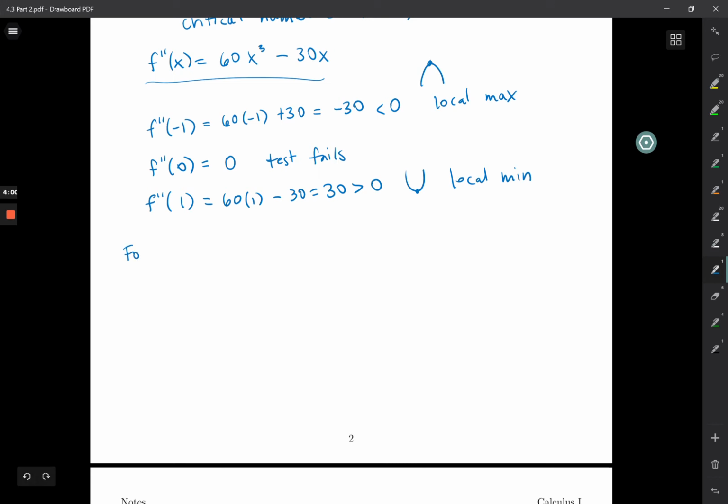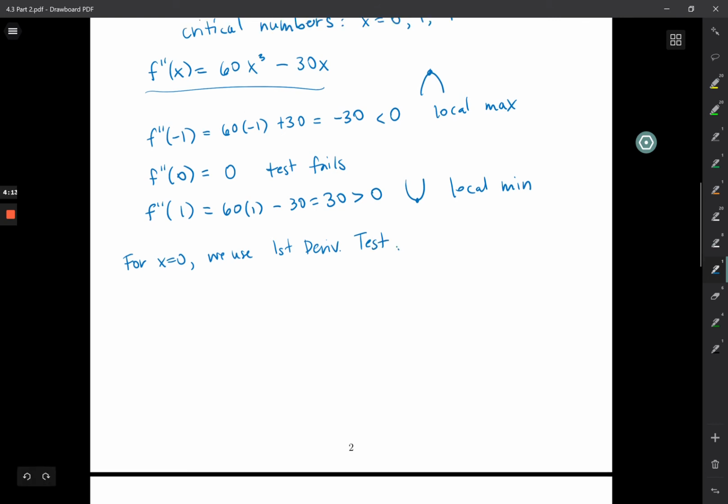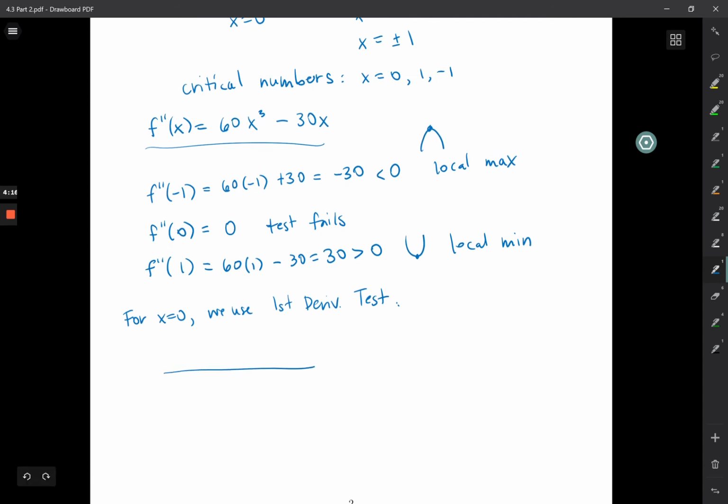So for x equals 0, we will use the first derivative test. We can just create our number line, and I'll put my critical points on here. Really, we just care about what's going on either side of 0. We care about these two intervals on either side of 0, so we only need to take test points from those two intervals.